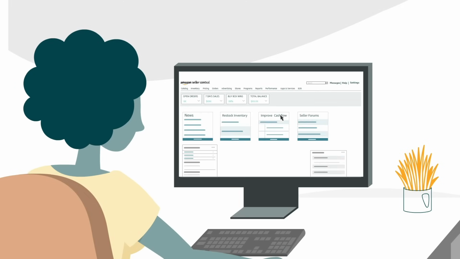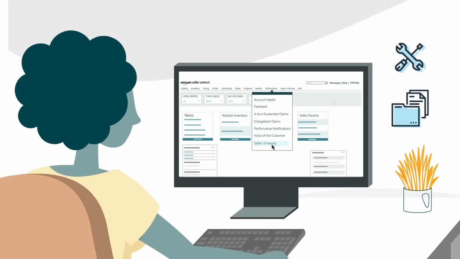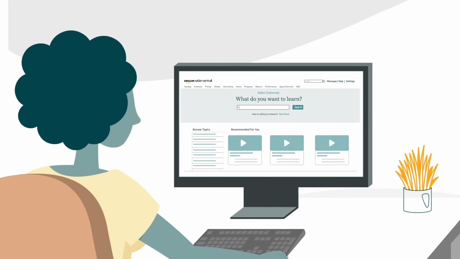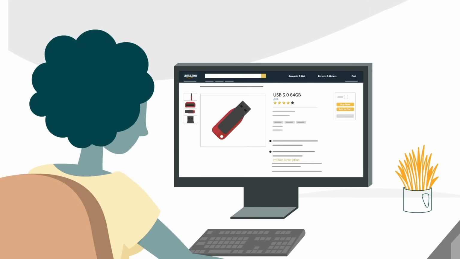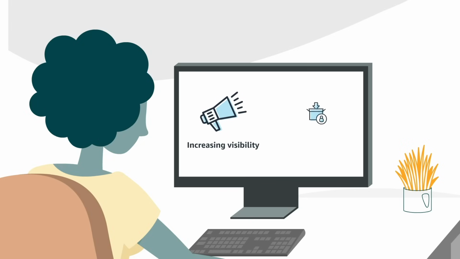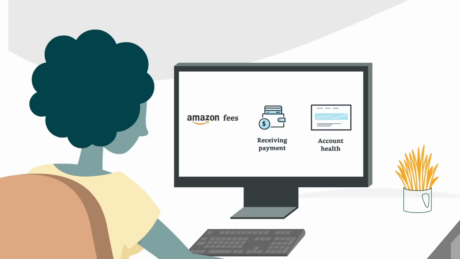Master Seller Central by learning key tools and applications. Seller University courses teach sellers what they need to know, when they need to know it, from adding products to managing prices, to increasing visibility and then receiving and fulfilling orders. Your next step is to learn about Amazon fees, payments, and maintaining account health.